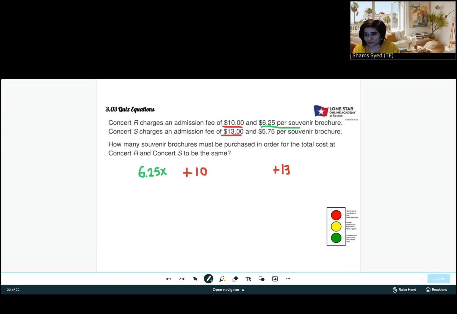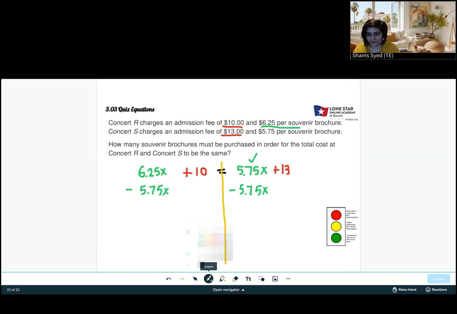And it is going to be 5.75. No problem. 5.75 for concert S. And we want to see how many souvenirs must be purchased, so the cost is going to be the same. That is going to be equal. Let's subtract the smaller variable from each side. That is 5.75x from each side. Make sure you're subtracting from like terms. It is important not to make the error.